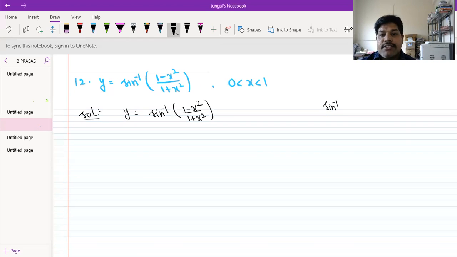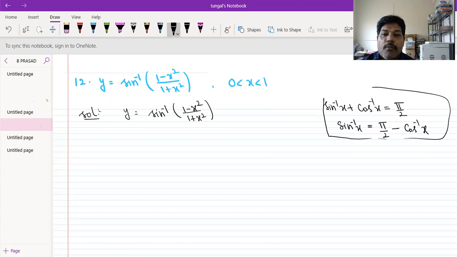Sine inverse x plus cos inverse x is equal to pi by 2. So automatically, sine inverse x can be written as pi by 2 minus cos inverse x. This is the formula we are going to use here. Why we will use this formula, you can understand after seeing these steps.